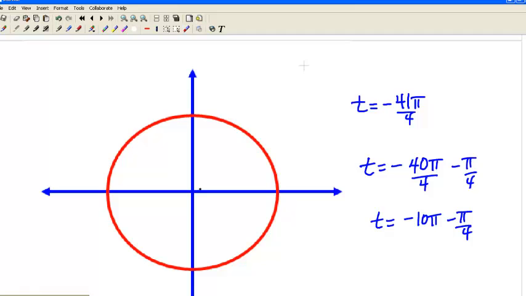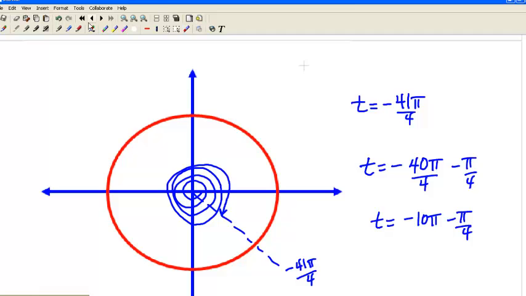You know that every time you go around the circle completely once, you get multiples of 2 pi. So negative 10 pi is going to be 5 times completely around the circle, and then a negative pi over 4. So my reference angle is going to be the distance from the x-axis to the angle, which is simply pi over 4.